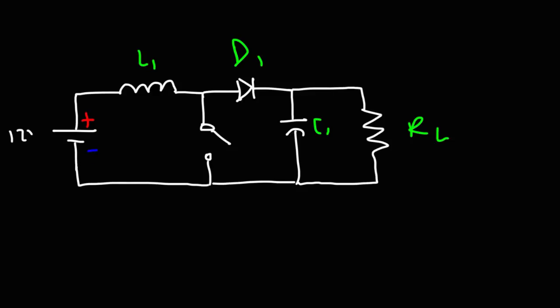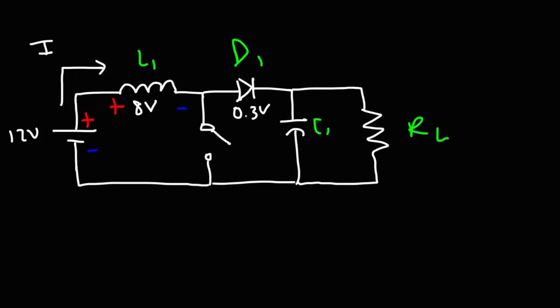Let's use a 12-volt battery. As current flows through the inductor, it is going to absorb energy, and so there's going to be a voltage drop. Let's say that voltage drop is 8 volts. And let's say we're using a germanium diode, which has a voltage drop of 0.3 volts.